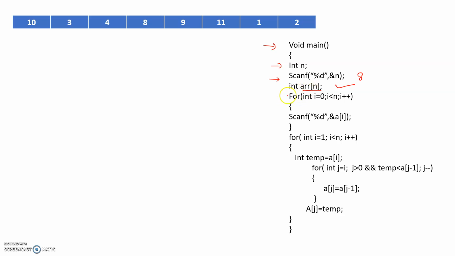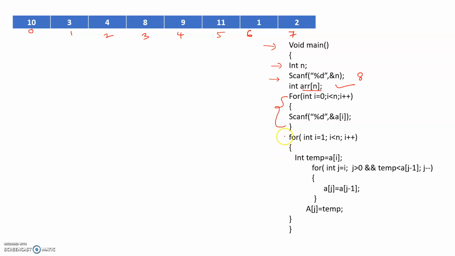So into this array, I'm going to insert the elements by using a for loop. For i equals 0, i less than n, i plus plus, and I am using scanf to scan your elements to place into the particular index positions. Like this I am going to insert the elements into the specific index positions. So my elements are 10, 3, 4, 8, 9, 11, 1, 2.